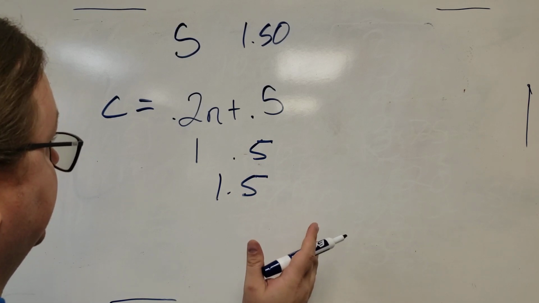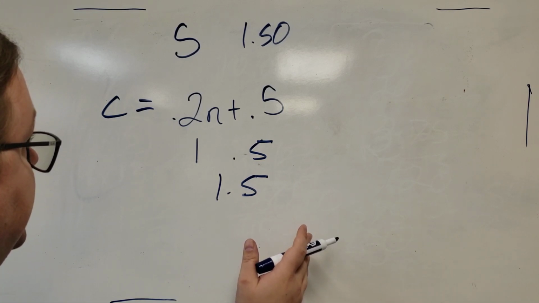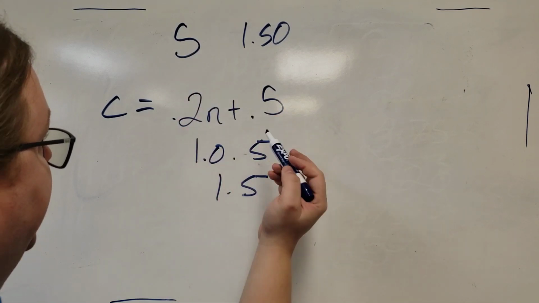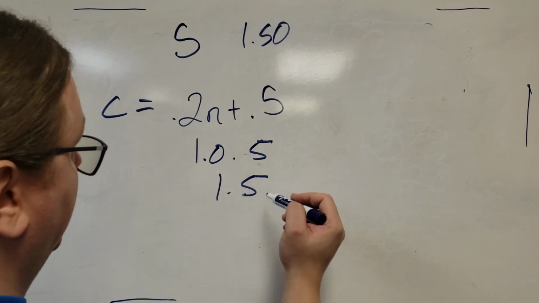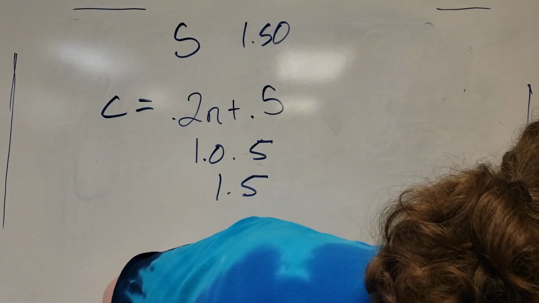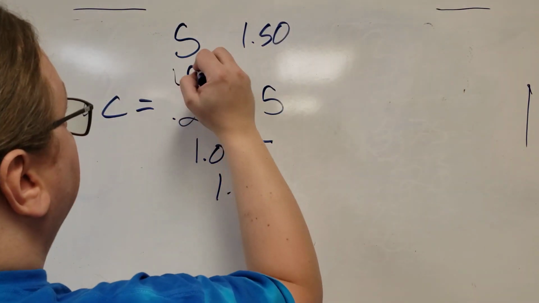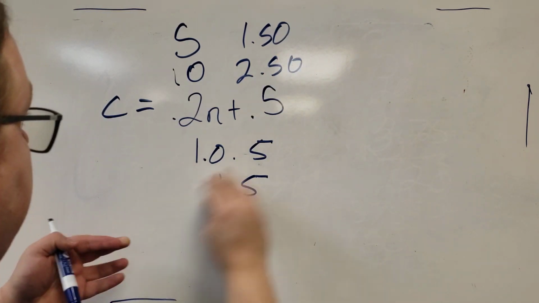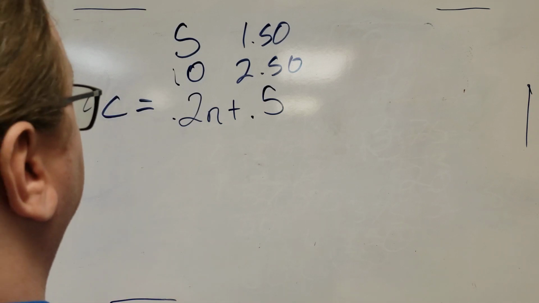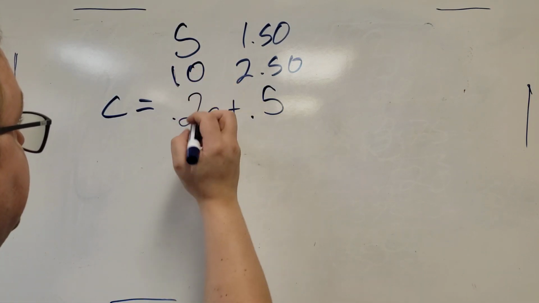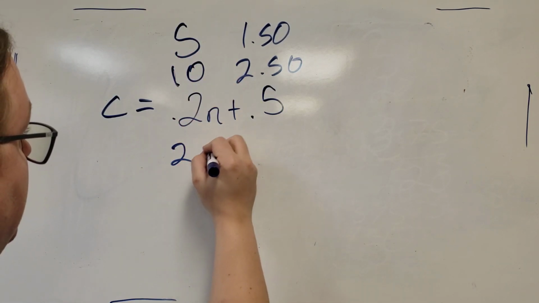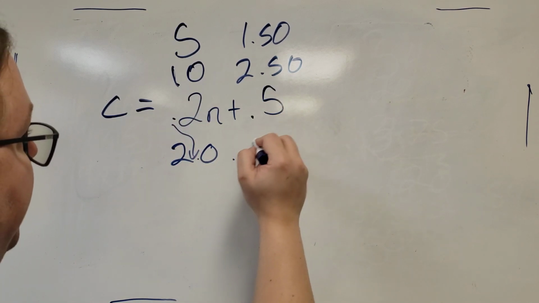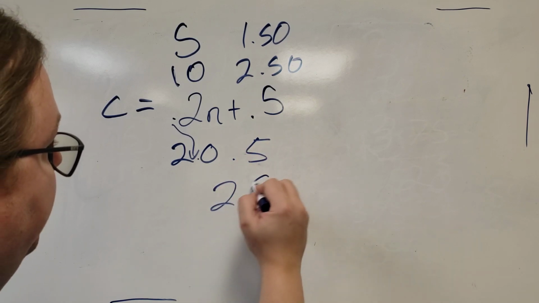Is it really that easy? There's no way. 0.2 times 5, right? 5 times 2 is 10. Okay, well, let's check out the next number and see if it still works. 10 and 250. 10 times 2 is 20. With this decimal, I have to bring the decimal down, so it's 2.0 plus 0.5, so it's 2.5.